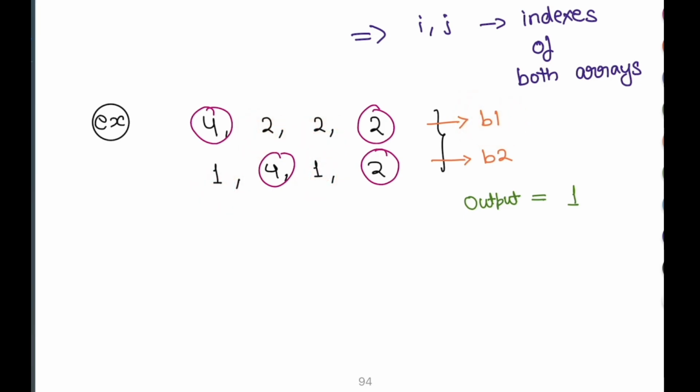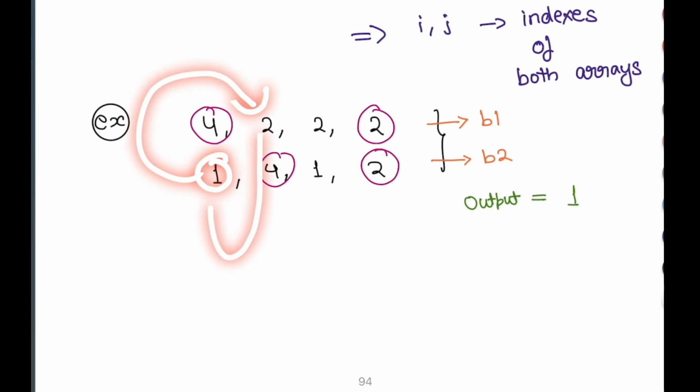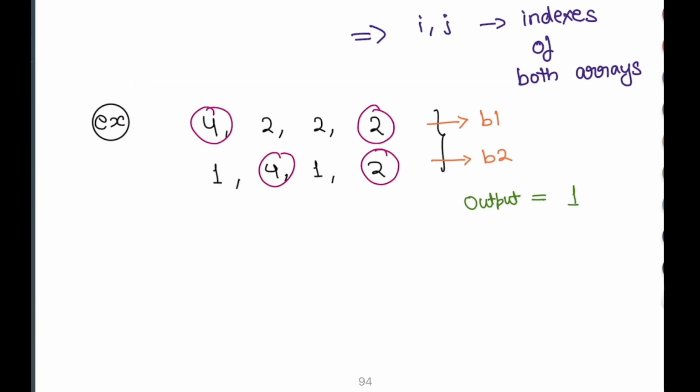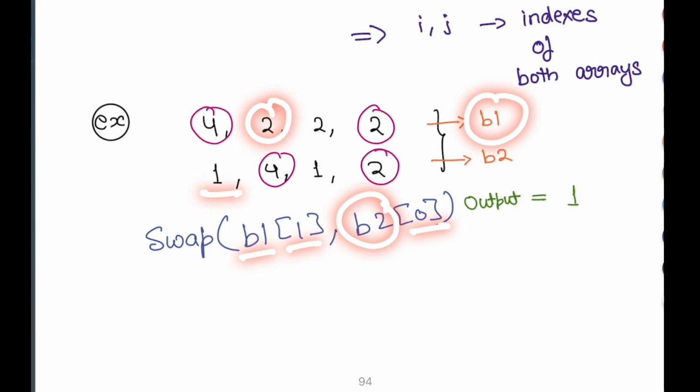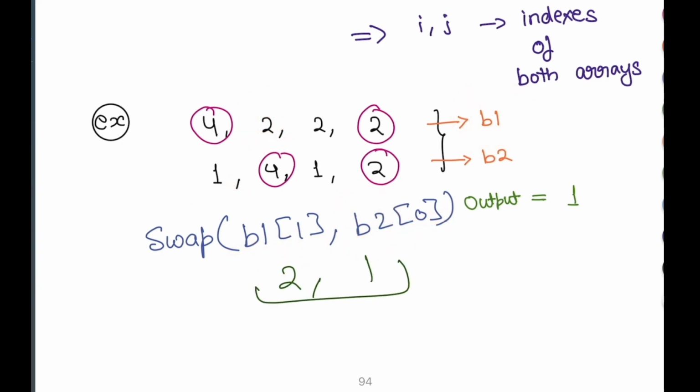So what we can do is just swap these two. We can say this 1 will go into the first basket, and this 2 will come into the second basket. So we are swapping basket 1's index 1 with basket 2's index 0, right? At index 1 in basket 1 we have 2, at index 0 in basket 2 we have 1. So we are basically swapping 2 and 1, and the cost of swapping is the minimum of these, right? So the cost is 1.